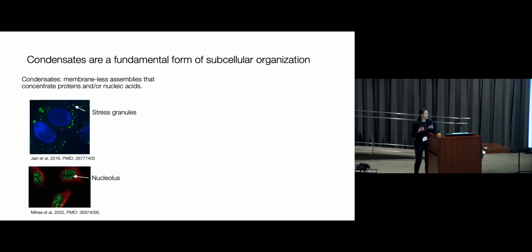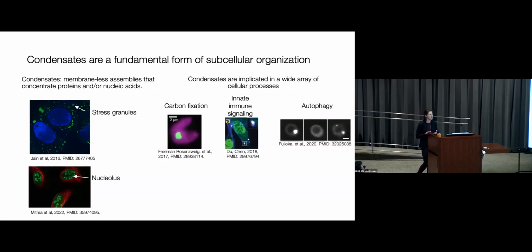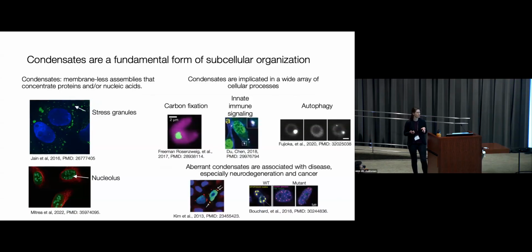So a condensate is a membraneless assembly that specifically concentrates proteins and or nucleic acids inside of cells. They include really well-known examples such as stress granules and the nucleolus. They're implicated in a wide array of cellular processes, and they're associated with several diseases, especially neurodegenerative diseases and cancer.